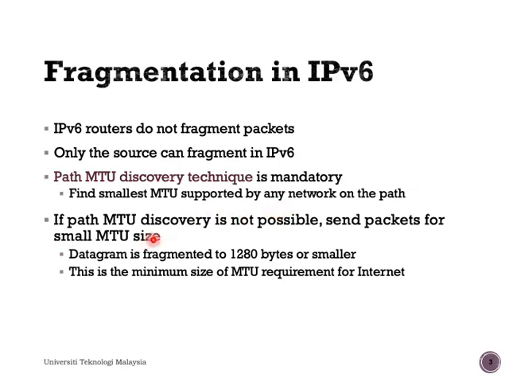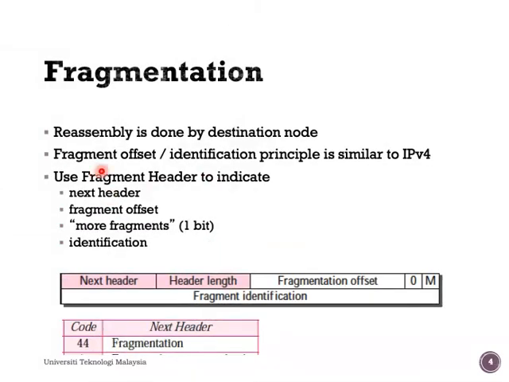If path MTU discovery is not possible, it will send packets using the smallest MTU size. For the internet, the minimum MTU requirement is 1280 bytes, so the datagram will be fragmented to this size or smaller, in case path MTU discovery is not possible. Reassembly is also done by the destination node.